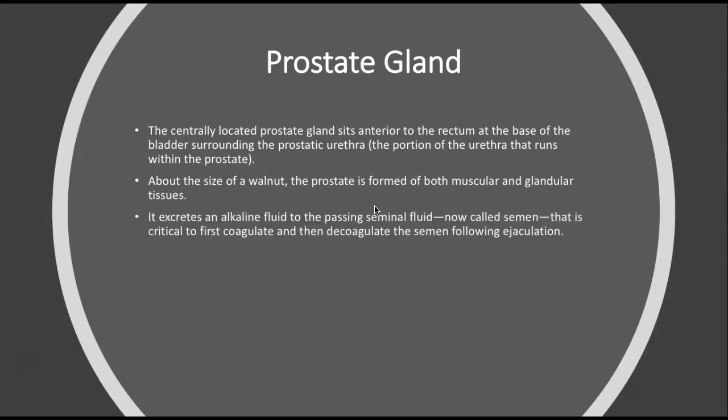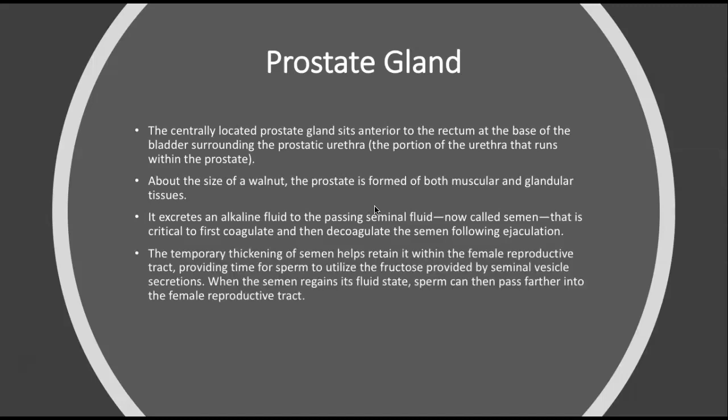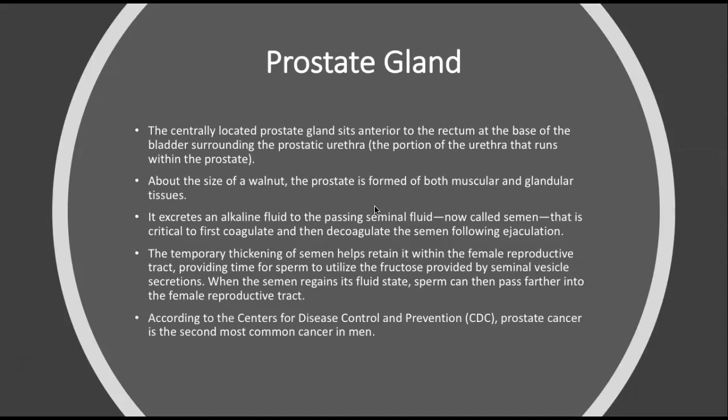And what the prostate gland does is it excretes an alkaline fluid to the passing seminal fluid, which is now called semen, and that's critical to first coagulate, or basically clump together, and then decoagulate the semen following ejaculation. When you coagulate or make it thicker, that helps the semen retain itself within the female reproductive tract and not just fall out. And then that provides time for sperm to utilize the fructose to get moving. And then when the semen regains its fluid state, sperm are then ready to use that ATP to be produced to swim and pass further into the female reproductive tract.